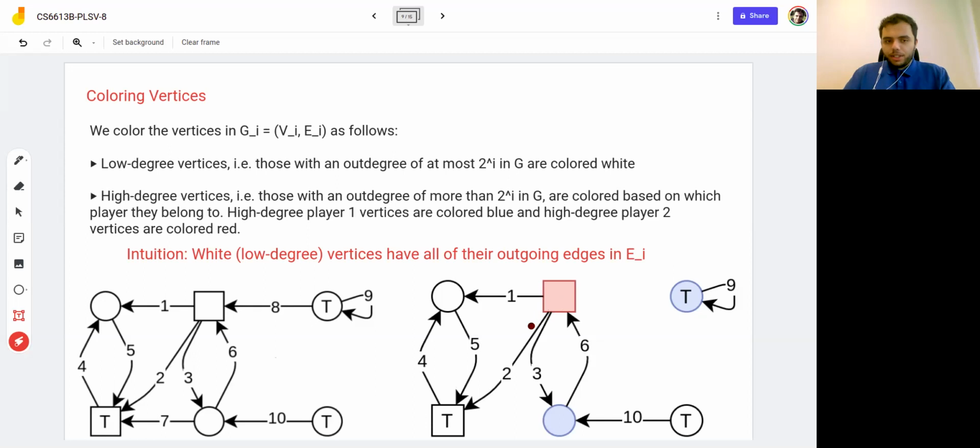So the intuition here is because we want to create a trap, we know that if we have a low degree or a white vertex, then all of its outgoing edges are actually included in this restricted graph Ei as well.